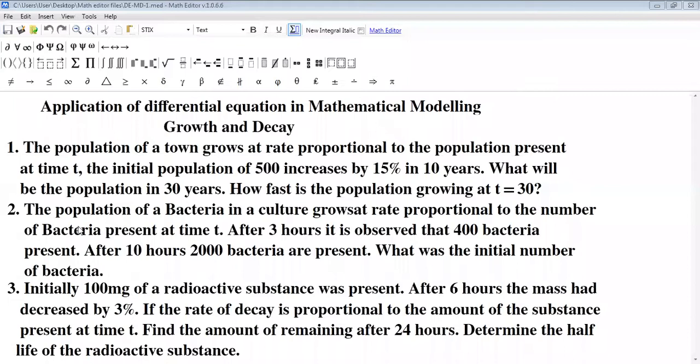Now the second example: the population of bacteria in a culture grows at a rate proportional to the number of bacteria present at time t. After 3 hours, it is observed that 400 bacteria are present, and after 10 hours, 2000 bacteria are present. So what was the initial number of bacteria?